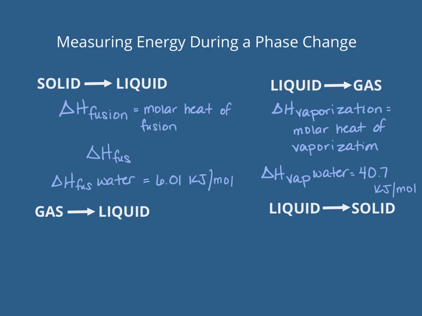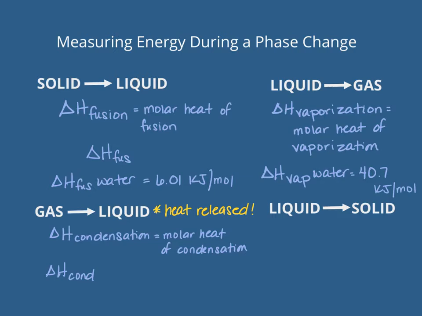Next, for going from gas to a liquid, we're going to use our delta H condensation, or our molar heat of condensation, which is our delta H cond for short. So for this one, this is actually the amount of heat released by 1 mole of a substance to condense. So for example, for water, our delta H cond is actually negative 40.7 kilojoules per mole.